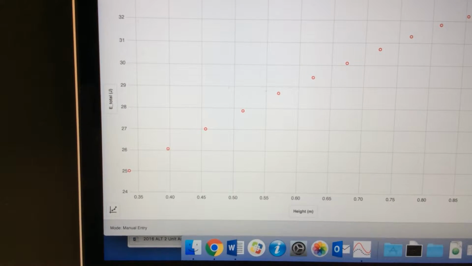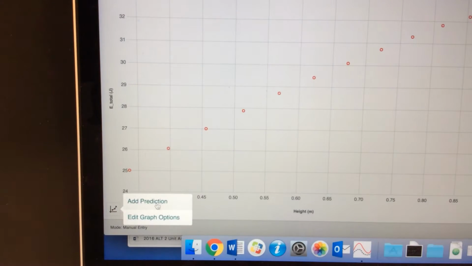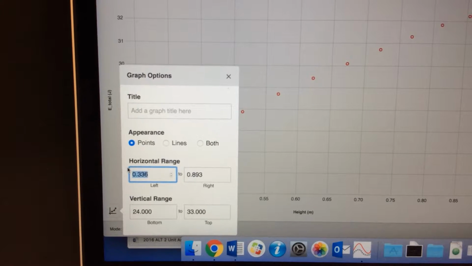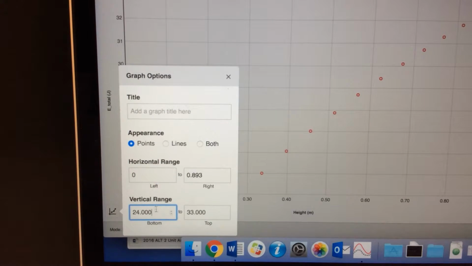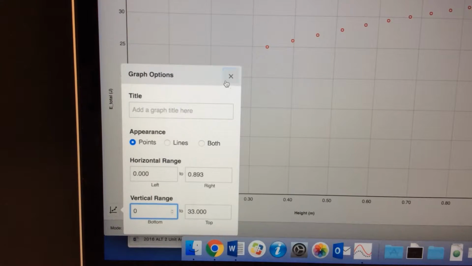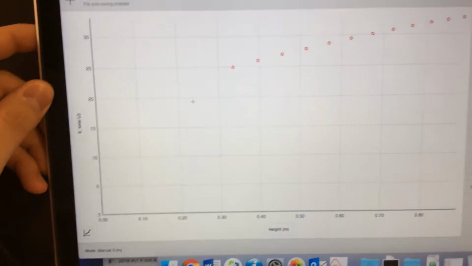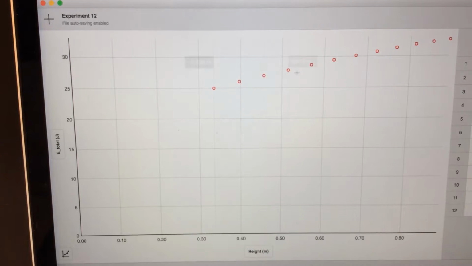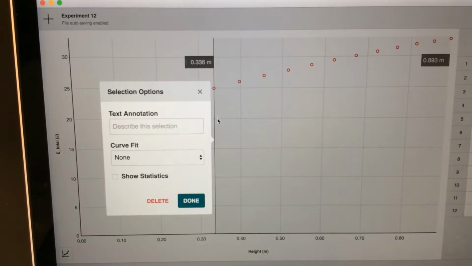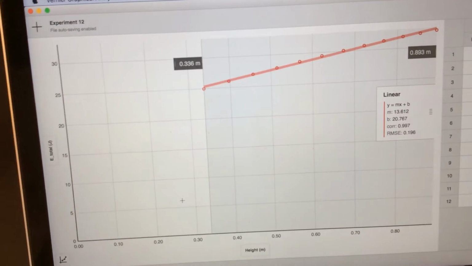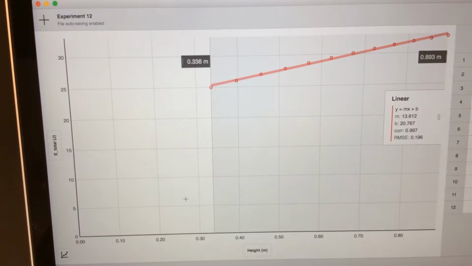Okay, so instead of having it go to 24, I actually want to go to 0. Going to 0 is very useful for seeing the full behavior. So you zoom out, it really doesn't look that curved. You can use quadratic if you like. Quadratic can fit, linear can fit. You just have to be able to explain why you use one over the other.